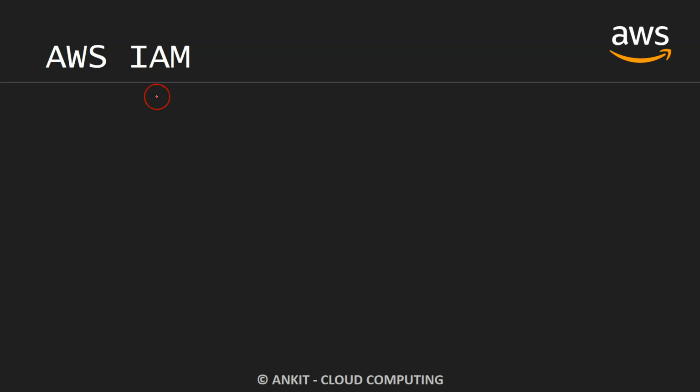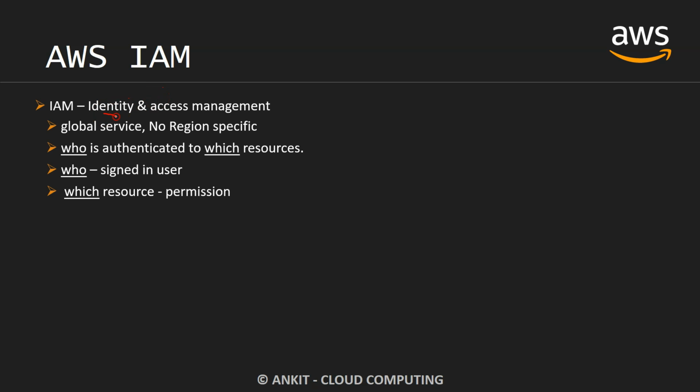So it's an identity and access management system. As I said, it's a global service, not region specific. So it doesn't depend on whether you are deploying in some particular region. In one sentence, if I just want to say what IAM is, IAM defines in your AWS who is authenticated to which resource.